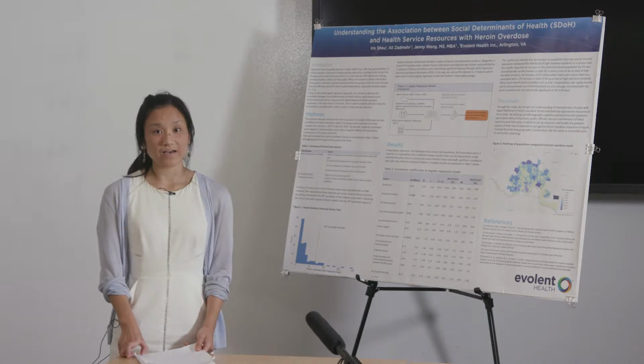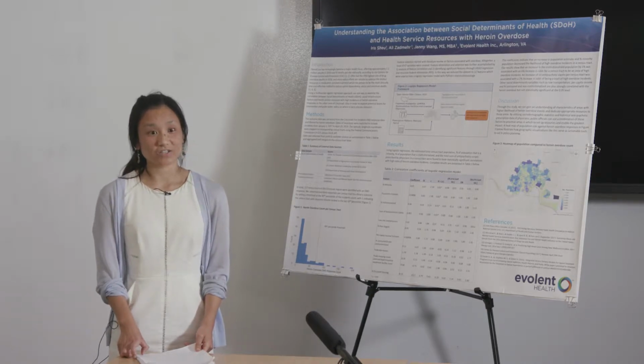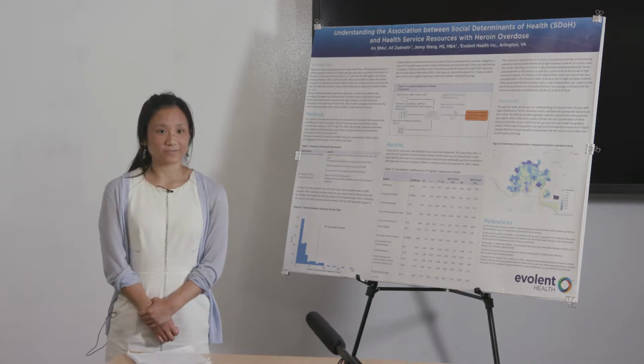However, we also know that social needs often affect a person's health just as much as their genetic code. Therefore, we sought to explore how social needs and treatment resources influence the likelihood of opioid use. And we did this by trying to understand how these factors correlate with heroin overdose events in order to explore potential levers for intervention and guide allocation of resources. So to do this, we employed a multivariate logistic regression approach.